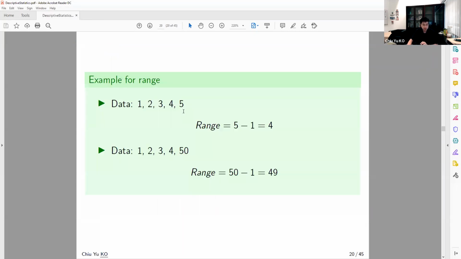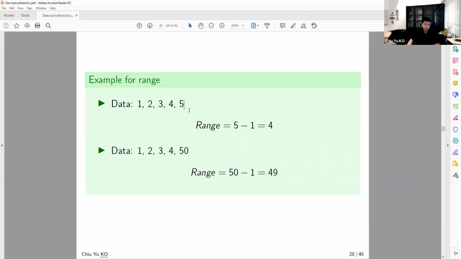So let's see the example. You can see the first one, 1, 2, 3, 4, 5. The range will be, the biggest is 5, the smallest is 1, so it's 5 minus 1, which is 4. The other example is 1, 2, 3, 4, 5, 50. You can see the difference: the largest minus the smallest, 50 minus 1, is 49.